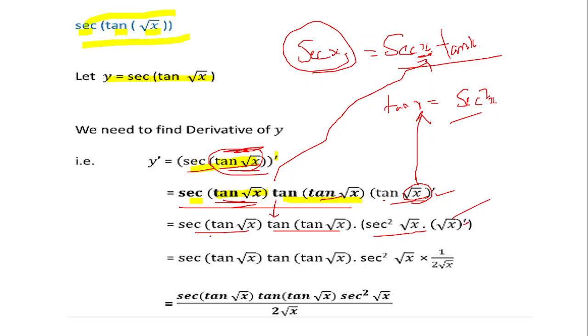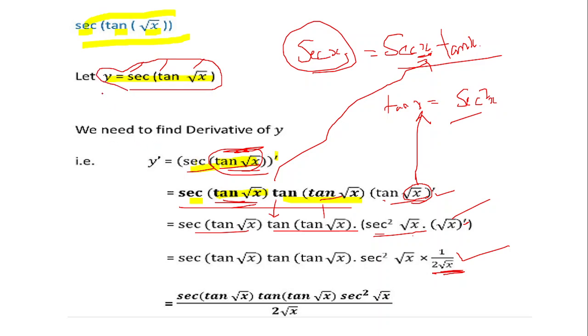Got it? So secant of tan root x into tan of tan root x, it will be as it is. So tan of root x differentiation will become secant square root x. Once again I need to differentiate root x. So root x differentiation is 1 by 2 root x. Here you can see, I have to differentiate all the terms they have given. Here you can see I am having secant, tan and root. I need to differentiate all the terms given in the problem.